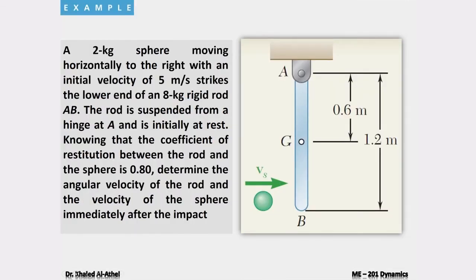So let's start with the first problem. A 2 kilogram sphere moving horizontally to the right with an initial velocity of 5 meters per second strikes the lower end of an 8 kilogram rigid rod AB. The rod is suspended from a hinge at A, and it was initially at rest, no velocities. Knowing that the coefficient of restitution is 0.8 between the rod and the sphere, determine the angular velocity of the rod and the velocity of the sphere immediately after impact.